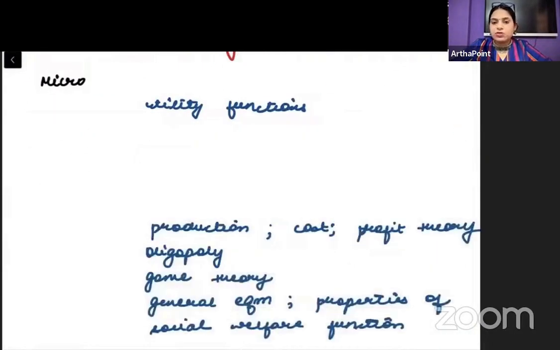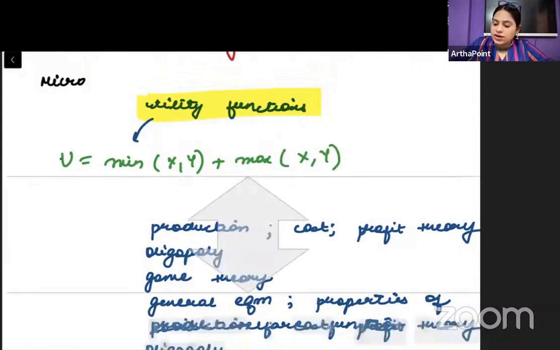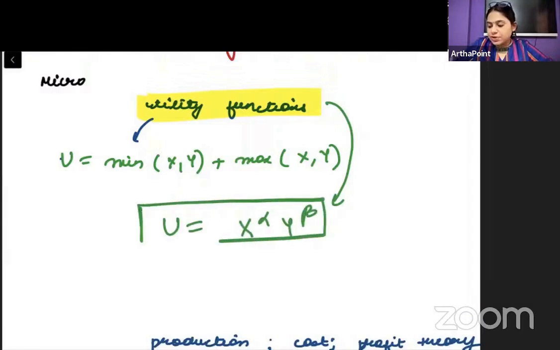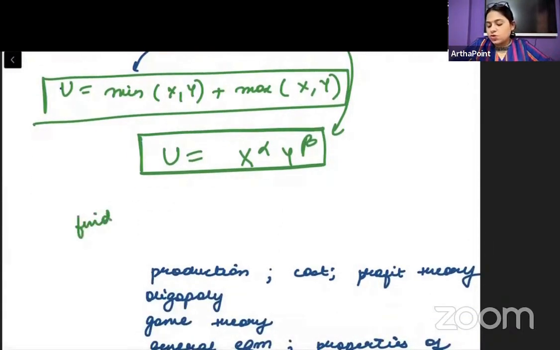When we talk about microeconomics, first of all, there will be questions on utility functions. Simple and complex utility functions can be asked in exam. So you can have a utility function which says u is equal to min(x, y) plus max(x, y). And you can also have a question which says u is equal to x to the power alpha, y to the power beta. You can be given a simple or a complex utility function, and you may be asked to find the equilibrium consumptions of x and y. So that's the first thing that can be asked in exam.